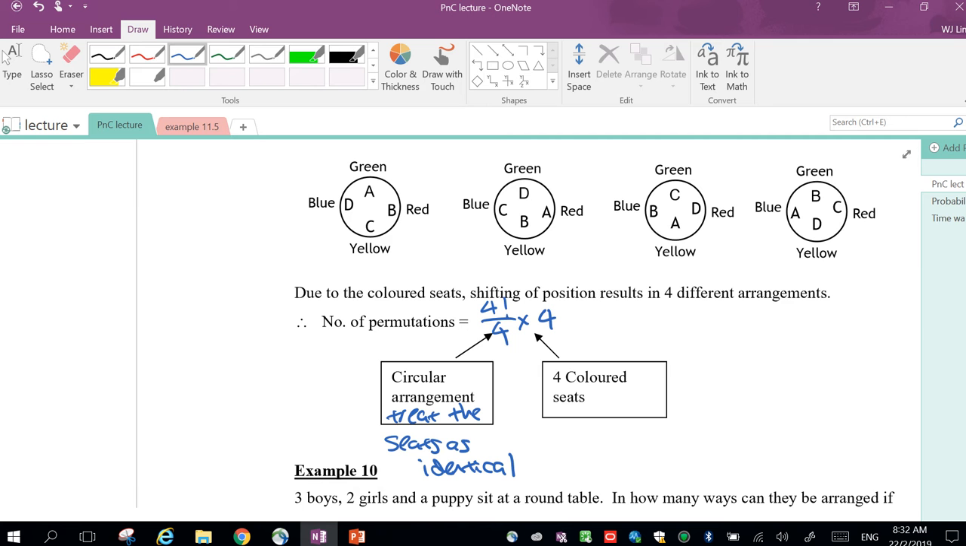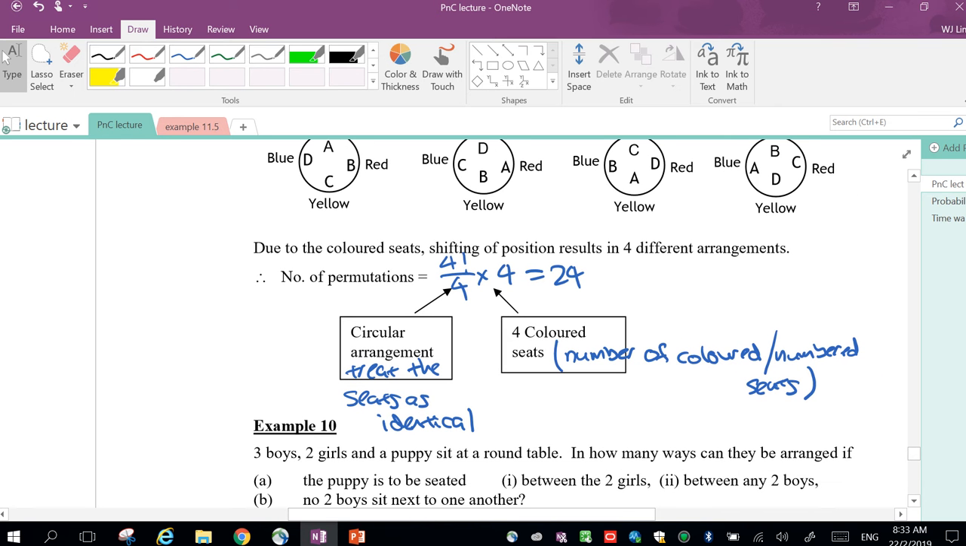Clear about that? So always, when the seeds are identical or different, they are different number or color, do the simplification first, then times the number of colored seats. In general, this number 4 must be the number of colored or numbered seats. Clear about that? So this is 24. Okay, let's take a look at an example.